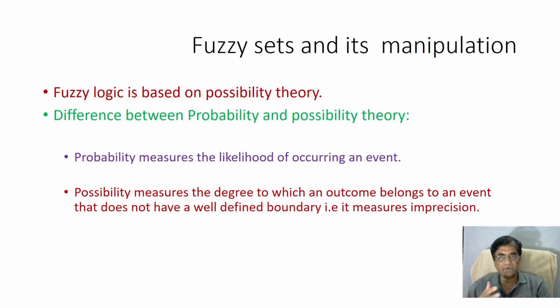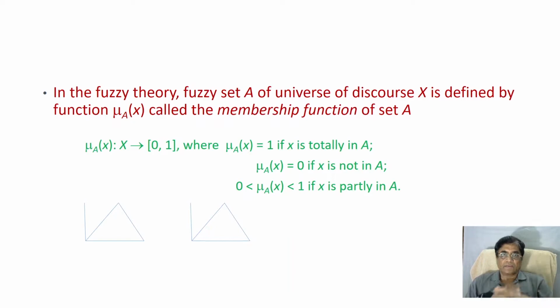Take the example of characterizing tall. Say a person is already there, and I know what her or his height is. Having known that, I am trying to predict with what precision he is tall or he is short or he is average, like that. So this is possibility theory, where the outcome is already known and you are trying to characterize it. So fuzzy logic is based on possibility theory.